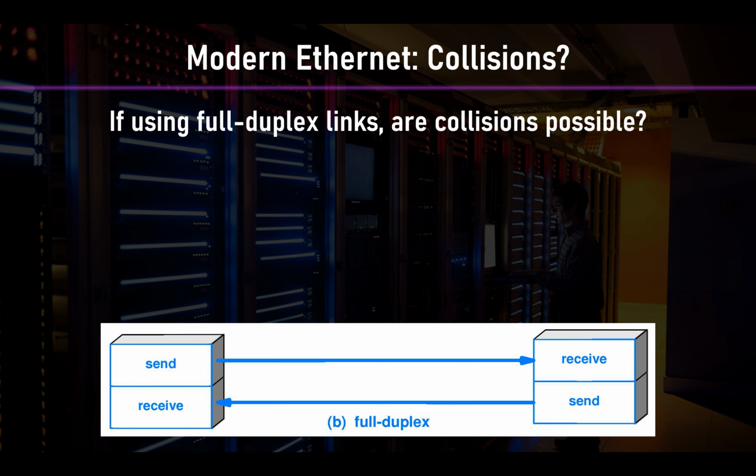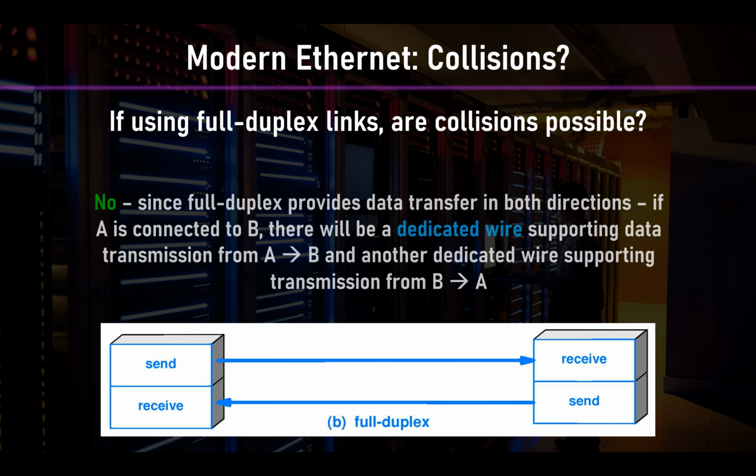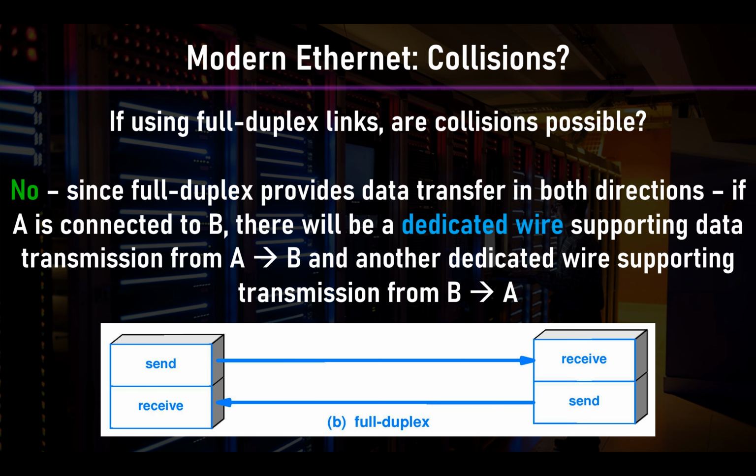Then, if using full duplex links, I'm not sure if it's 100%. Maybe there's still a small chance, but fairly low. Again, as mentioned, that's because full duplex provides data transfer in both directions. So if A is connected to B, there'll be a dedicated wire supporting data transmission from A to B, and another dedicated wire supporting transmission from B to A.